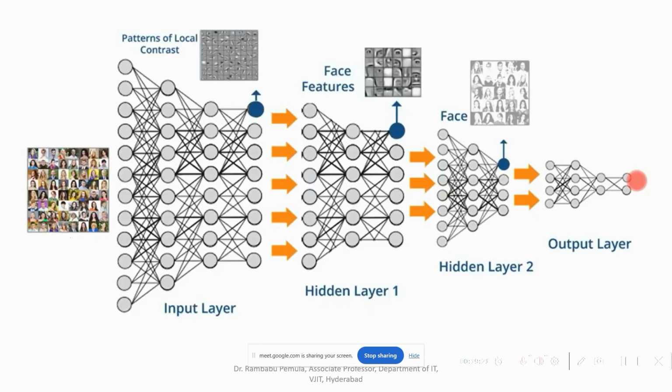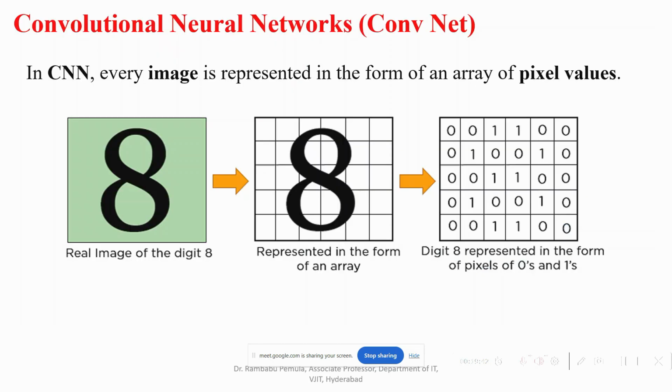So there are different levels. First of all, you have to identify small features of the person. Then we combine them into different parts of the person, and finally we predict the corresponding person. So there are different levels. Now we will see how each of these is performed.